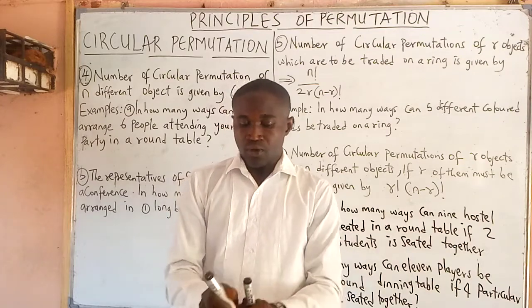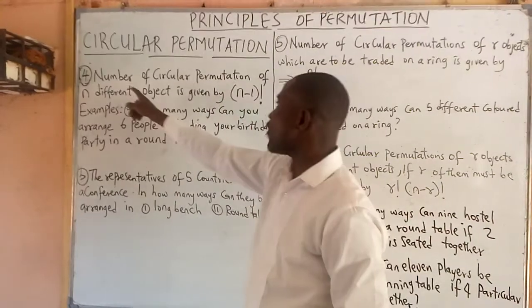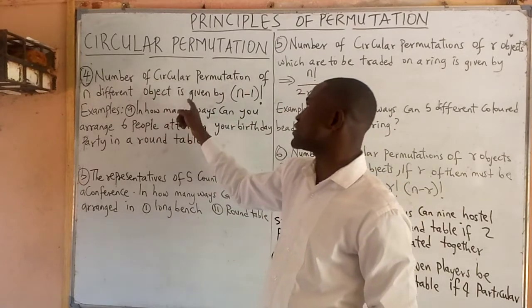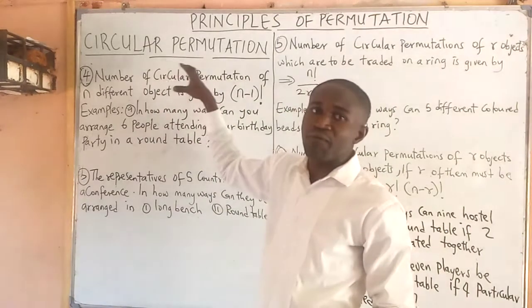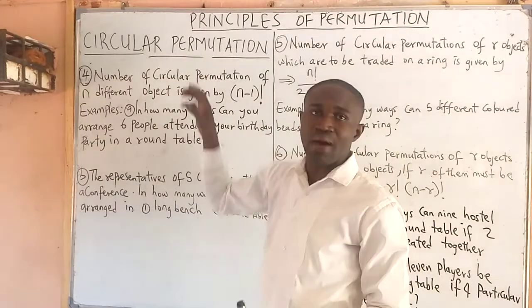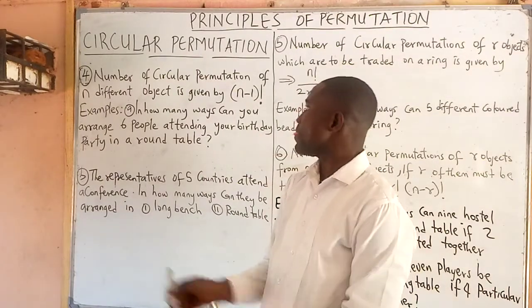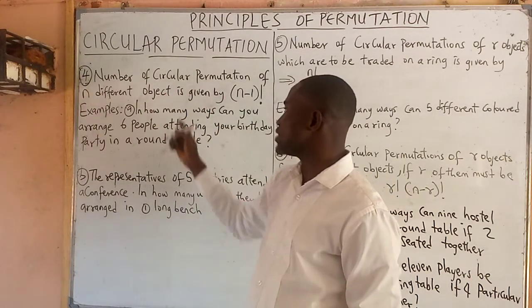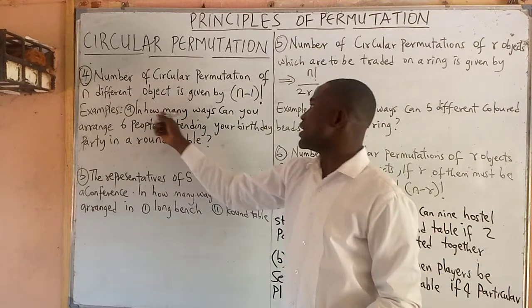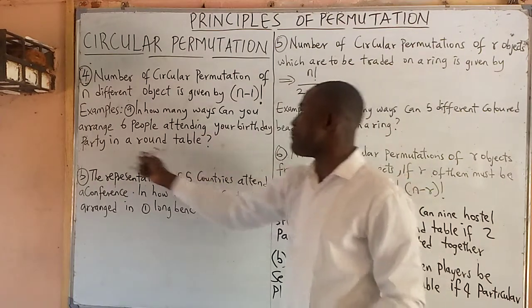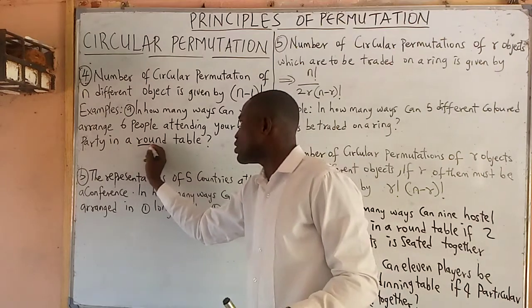Now, to solve this, the fourth principle is the number of circular permutations of n different objects, given by (n-1)!. So the fourth, fifth, and sixth we are discussing here are under circular permutation. For instance, in how many ways can you arrange 6 people attending your birthday party at a round table?